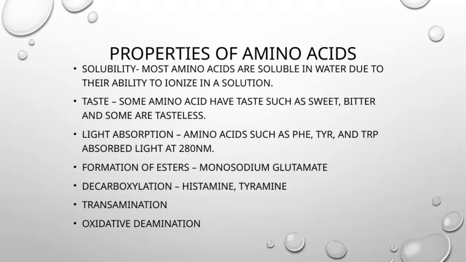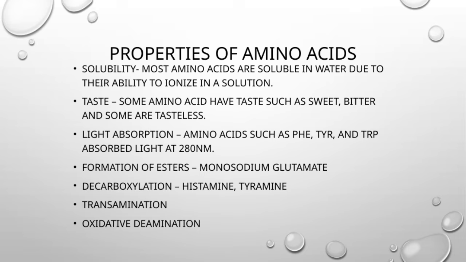Decarboxylation is another interesting process. For instance, amino acids like histamine and tyramine are produced through decarboxylation, which is removal of a carboxyl group. These compounds can have significant biological effects, such as acting as neurotransmitters or influencing blood pressure.